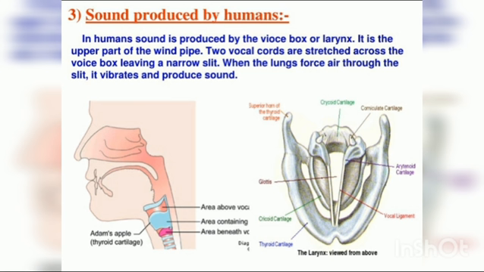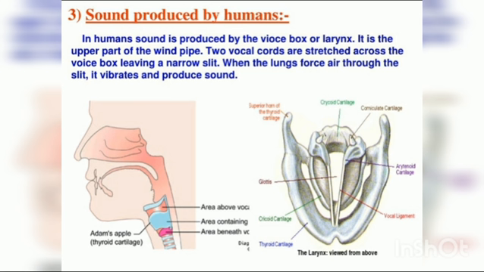Now it has changed. And variations in man's voice as well as woman's as well as small children's. There are two vocal cords, children, which are stretched across the voice box or the larynx in such a way that it leaves a narrow slit between them for the passage of air. Means air should pass through that slit. So they have left some narrow slit. Slit is nothing but the gap between the two vocal cords.